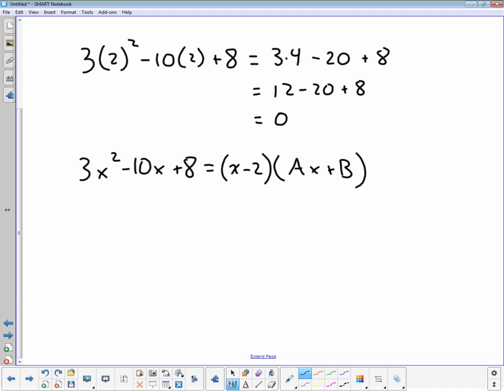What are A and B? What does A have to be? 3. And what does B have to be? Positive or negative 4? Is it positive or is it negative? Yeah, it's negative because whatever it is, negative 2 times something gives me 8. Right?